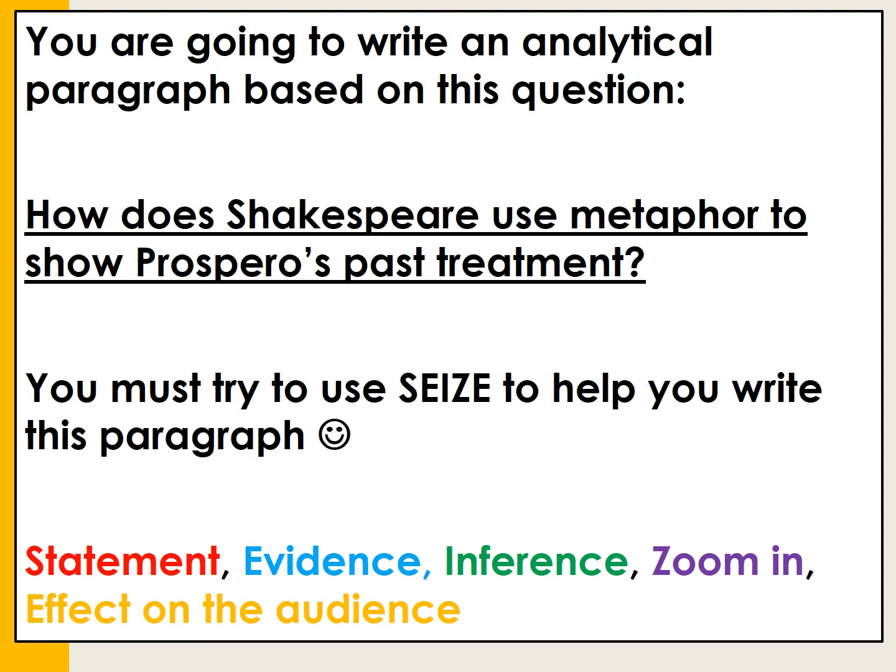Your final piece of writing this week is a C's paragraph. Now I don't want anyone to worry about this at home, it's just really a chance for you to practice this skill and keep it ticking over at home. So your question is this: how does Shakespeare use metaphor to show Prospero's past treatment? All of the quotes, well, 2 really of the 3 quotes we've just looked at, the metaphors we've just looked at, will be perfect to answer this question.